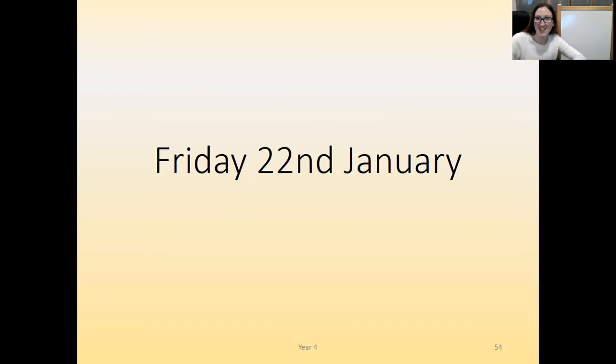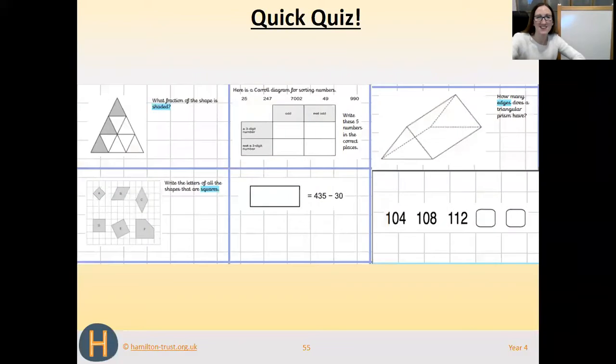Let's start this lesson today. Let's be really positive. Let's finish the week with a high. Okay, let's begin with our quick quiz. We're getting used to these now, aren't we? 6 different questions from 6 different areas of maths for you to have a go at today.